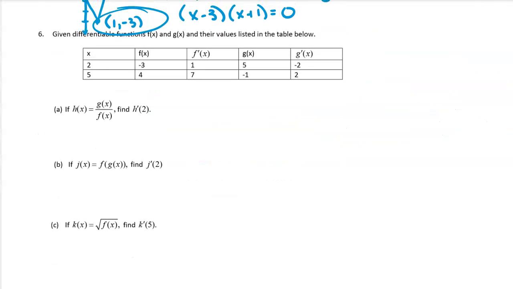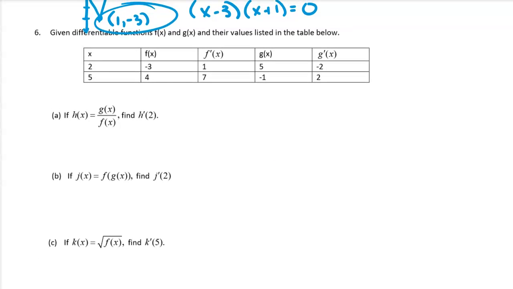And let's take a look at the chart problem. Here we have quotient rule. Here we have chain rule, and this is the square root of f of x. Kind of when you say "of," that's a clear reason for needing to use the chain rule.